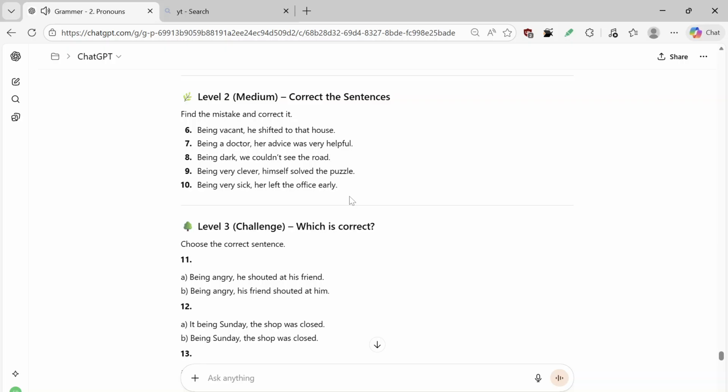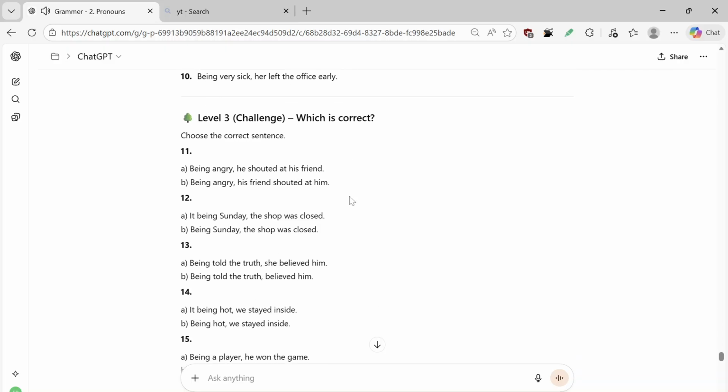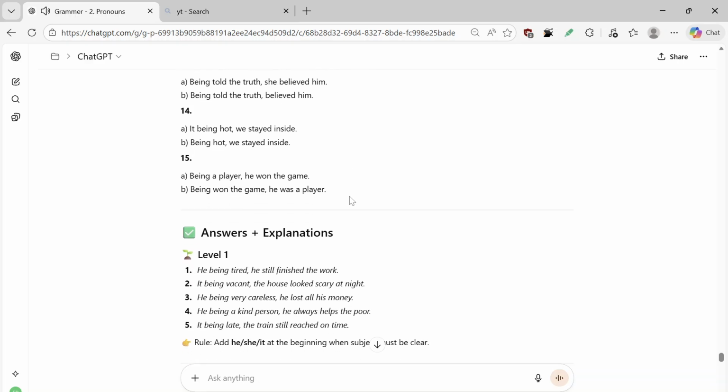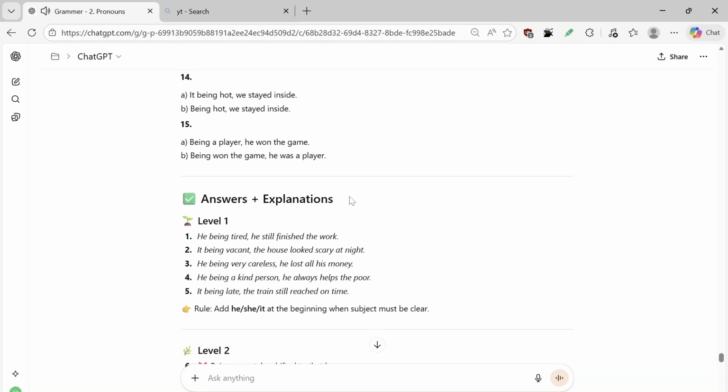Level 3, challenge. Which is correct? Choose the correct sentence. 11. A. Being angry, he shouted at his friend. B. Being angry, his friend shouted at him. 12. It being Sunday, the shop was closed. Being Sunday, the shop was closed. 13. Being told the truth, she believed him. Being told the truth, believed him. 14. A. Being hot, we stayed inside. B. Being hot, we stayed inside. 15. A. Being a player, he won the game. B. Being won the game.